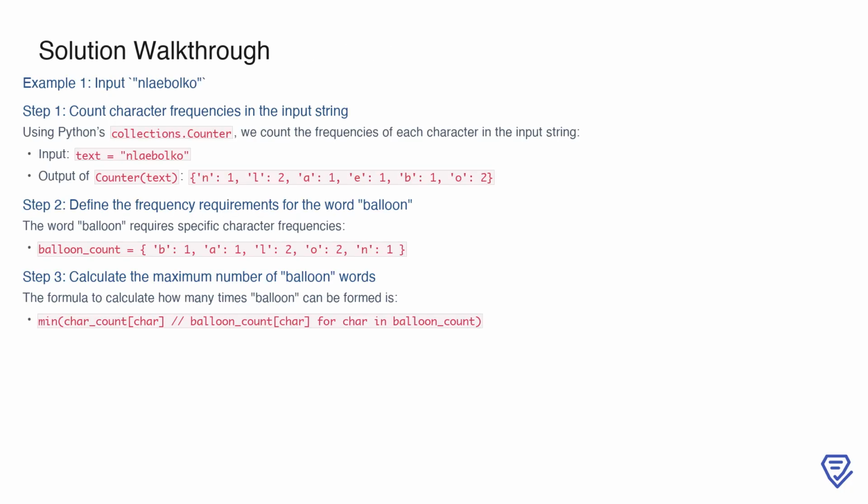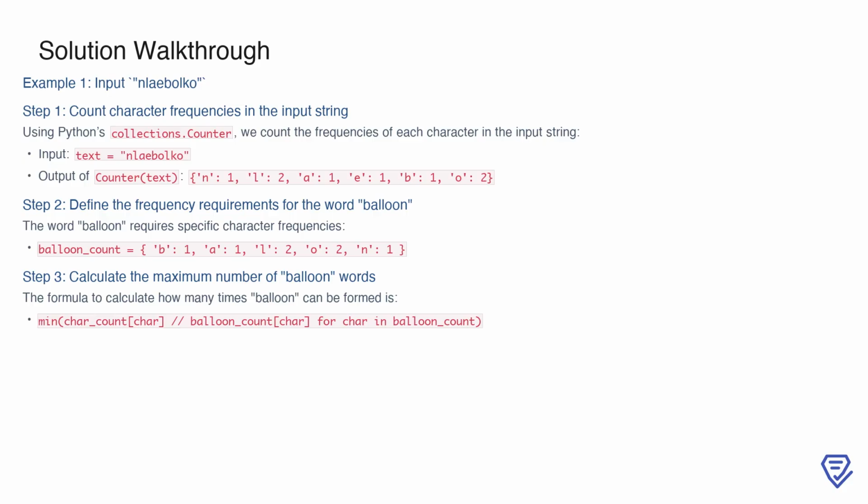To solve the problem, we first count the frequencies of each character in the input string using Python's collections Counter. For the input string, the output of the counter gives us N 1, L 2, A 1, E 1, B 1, O 2. This tells us how many times each character appears in the string. Next, we define the frequency requirements for the word balloon. This word requires specific counts of characters: 1 B, 1 A, 2 Ls, 2 Os, and 1 N. This is represented as balloon_count equals B 1, A 1, L 2, O 2, N 1.